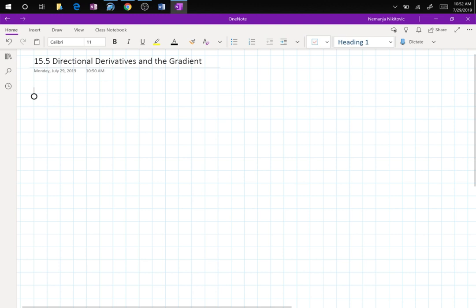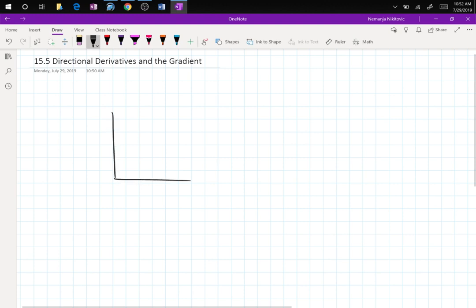Now what happens if you want to measure the derivative in directions other than just x or y, which are i hat or j hat? What if in the domain you want to go in a different direction? Well, there is a way to calculate the change, and it's really cool. It's just the dot product between the vector of partial derivatives and the unit vector in the direction you want to go.